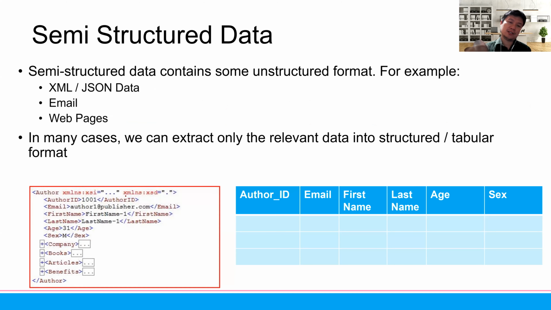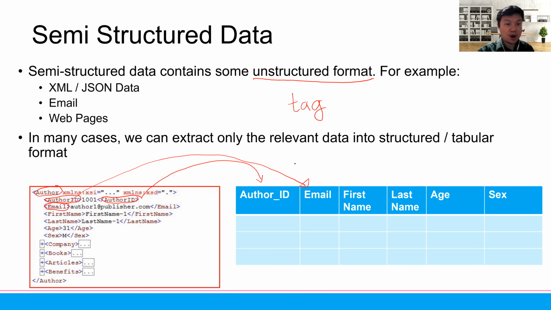In the semi-structured data, it's a different format, and you need to think that some of the semi-structured data contain unstructured format. In the XML or JSON data, like email and web pages, they consist of some kind of tag. Whenever we use a tag like this one, this is the tag outer. This tag outer refers to the column outer. This tag email refers to the column email.